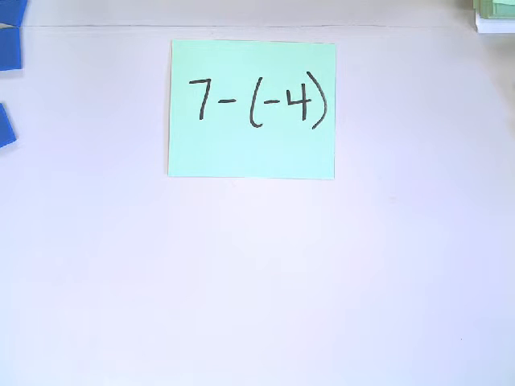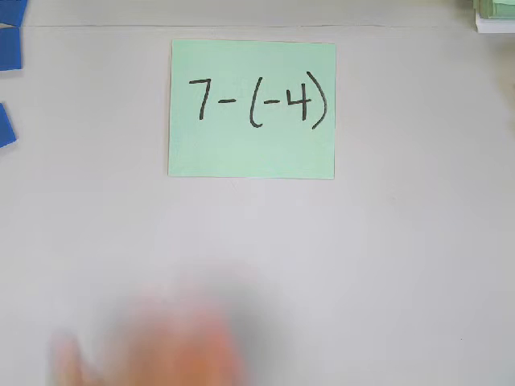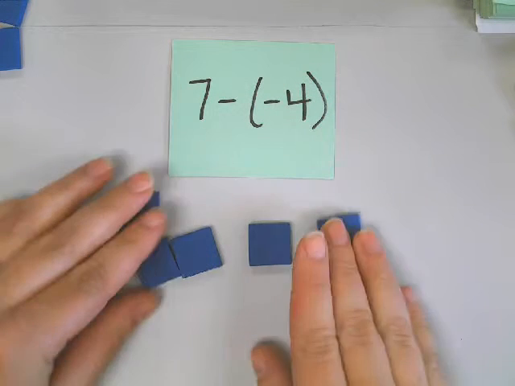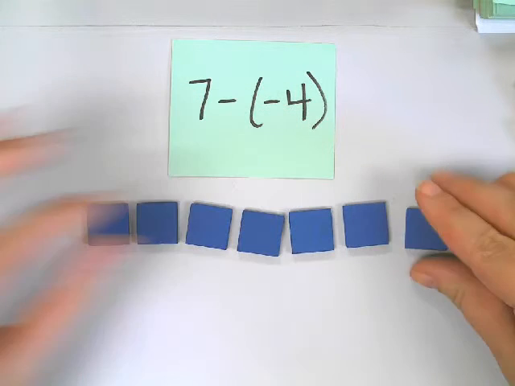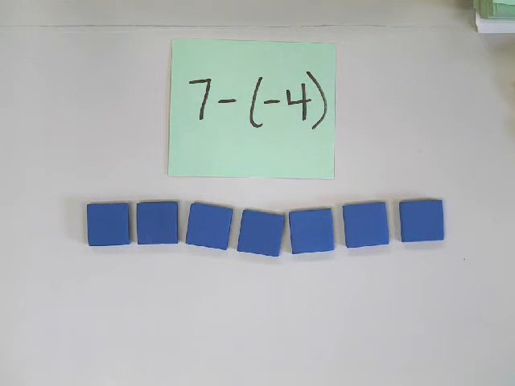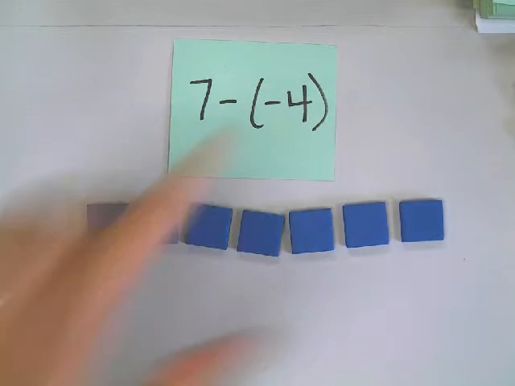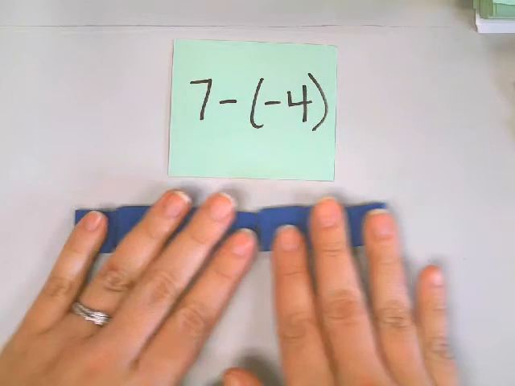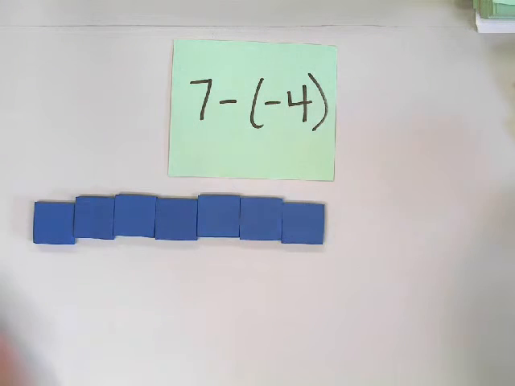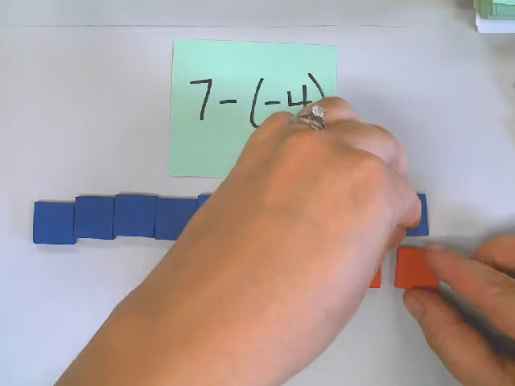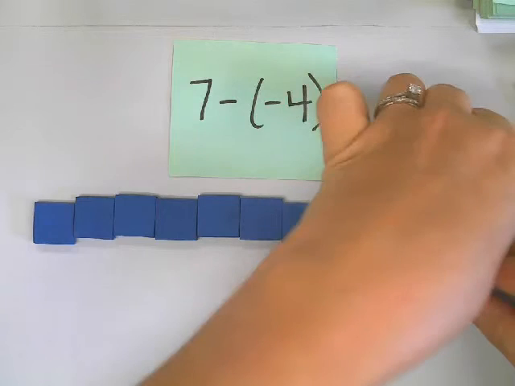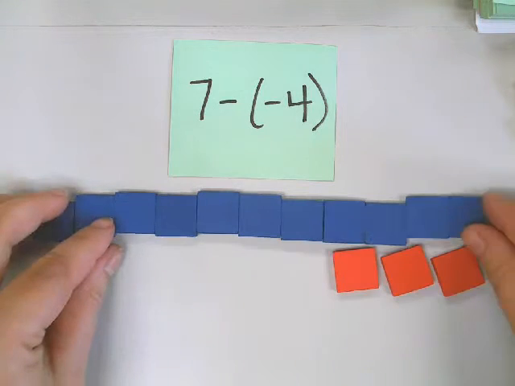All right. Let's try another one. This problem is positive 7 minus a negative 4. So I'll start by building my positive 7. 1, 2, 3, 4, 5, 6, 7. So I have 7 positives, but I don't have any negatives to take away. I need 4 negatives to take away. So in order to be able to take away those 4 negatives, I'm going to have to add those 0 pairs. So here's 1 0 pair. Okay. I still don't have 4 negatives to take away, so I have to keep adding 0 pairs until I have 4 negatives to take away.